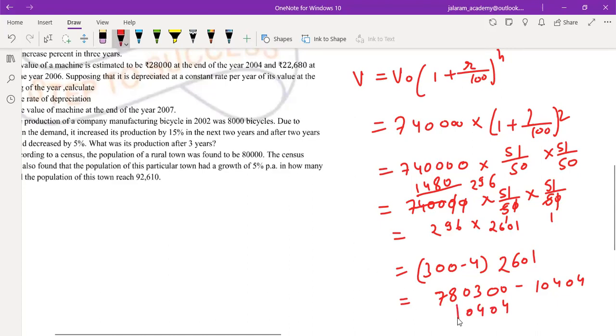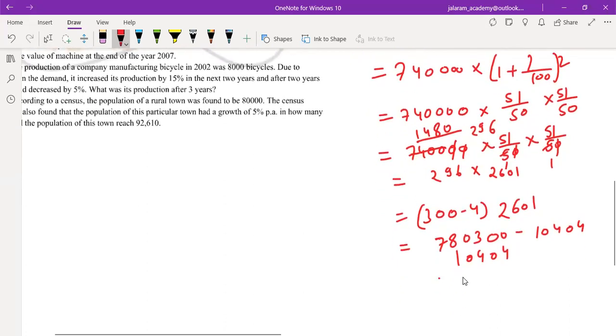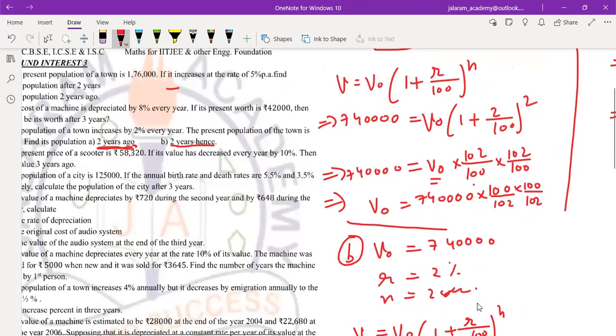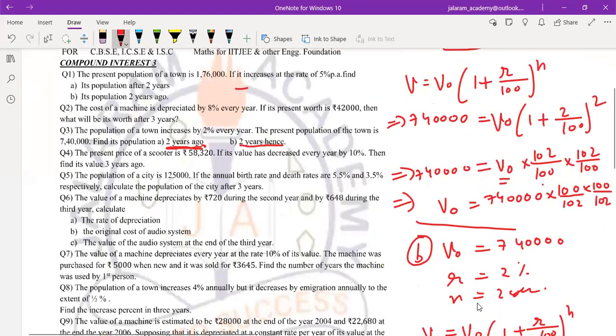This can be done in rough also. 10 minus 4, 6. 9. 12 minus 4, 8. 9. 7 minus 1, 6. 7. So 7,69,894 will be the population after 2 years. These all are the estimated population, not the current population. Okay, not the correct population actually.